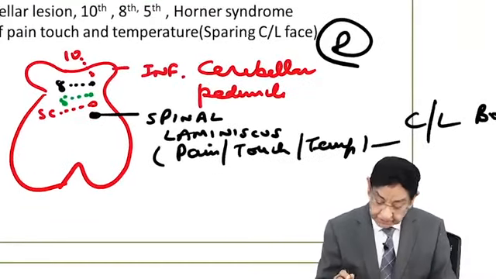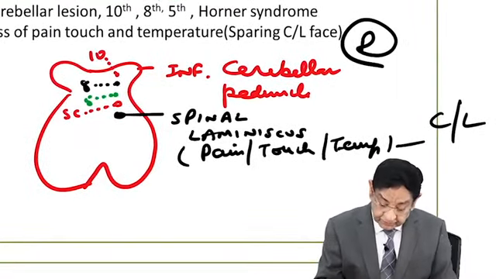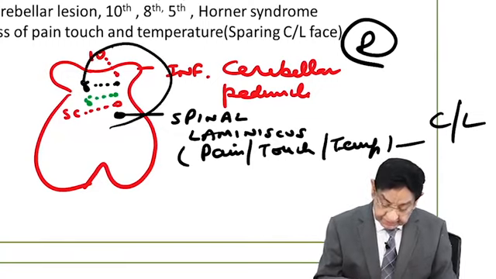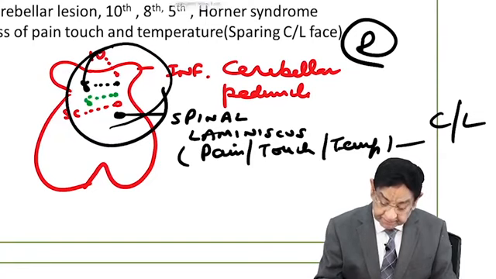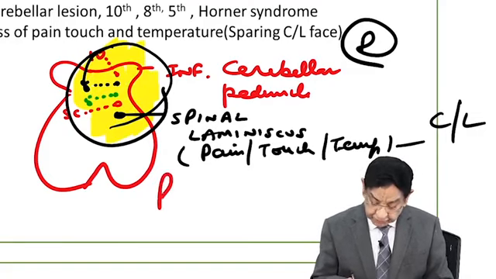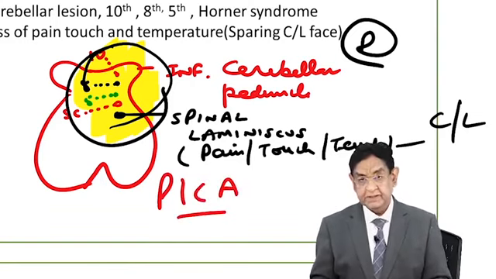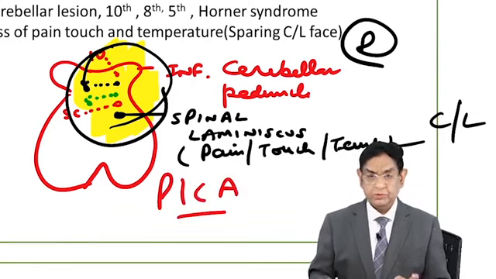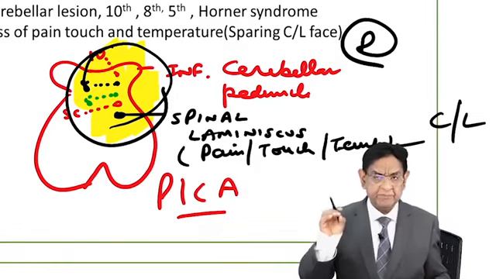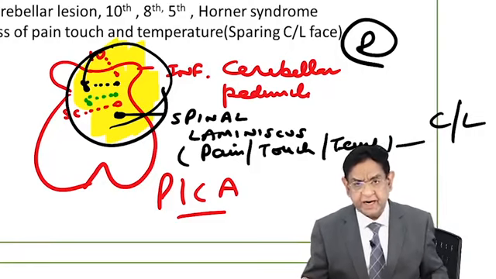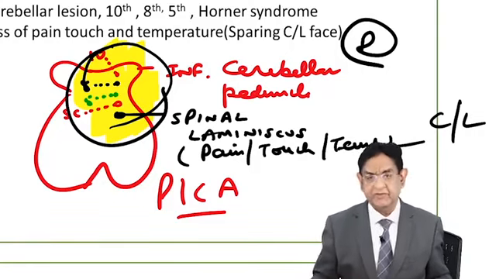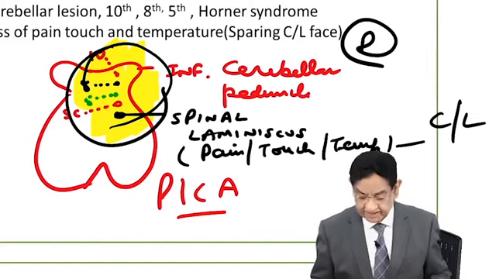Okay. So this part of the brain is supplied by PICA. PICA is the posterior inferior cerebellar artery. Okay. So this part, PICA, the posterior inferior cerebellar artery, and these structures are involved. So how will this patient manifest?